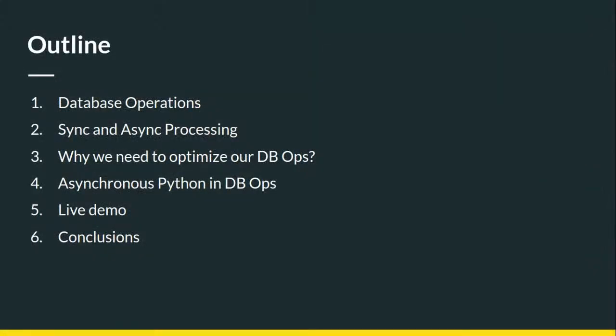Okay, so the outline is: database operation first, then synchronous and asynchronous processing, and then why we need to optimize our database operation. Then asynchronous Python in database operation, and we can continue to a live demo. For the last part, we come to the conclusion, and you can ask me questions as well.